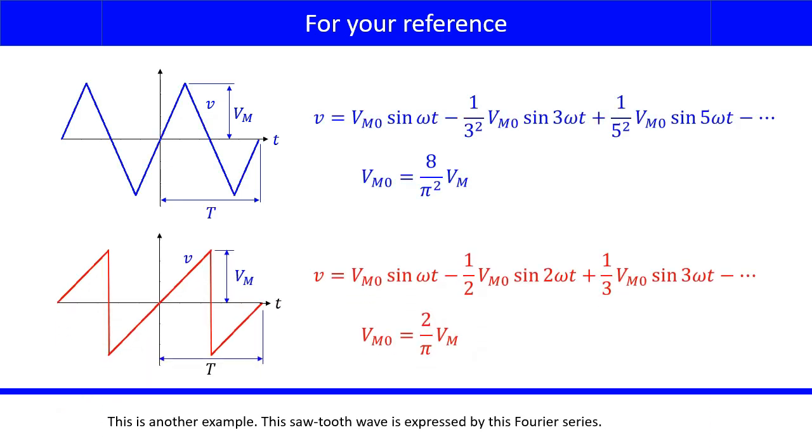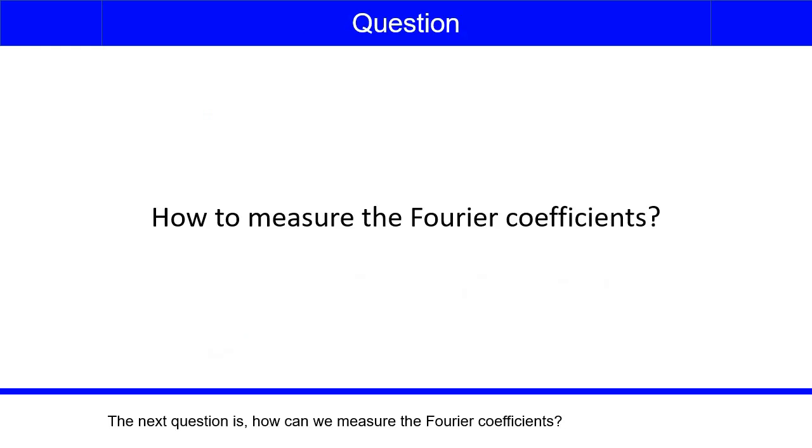This is another example. This sawtooth wave is expressed by this Fourier series. The next question is, how can we measure the Fourier coefficients?